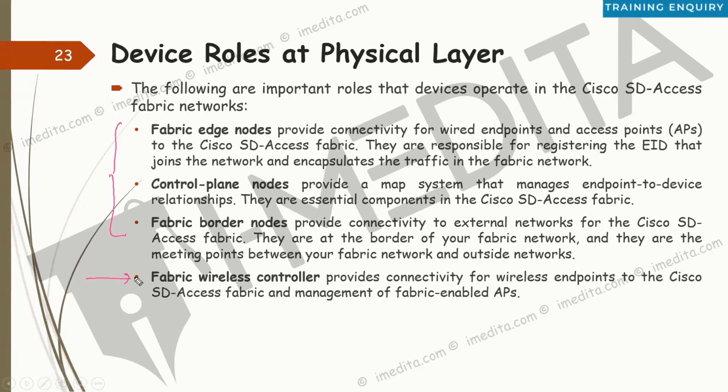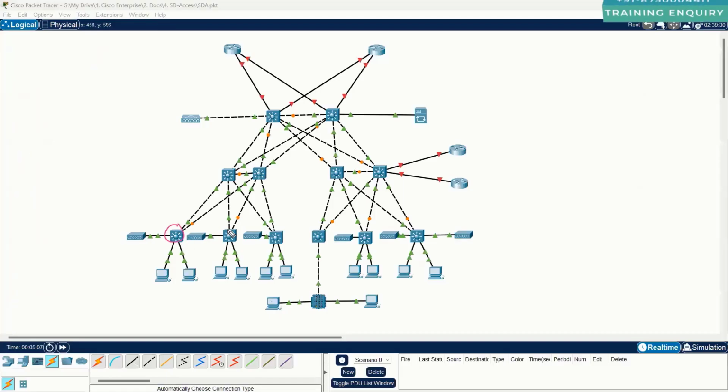Additionally, if your switch supports embedded wireless LAN controller functionality, then we can set the embedded WLC role onto the switch as well, or we can have a dedicated device for the same. So: fabric edge node, fabric control plane node, fabric border node, and the fabric enabled wireless LAN controller. Fabric edge node is the place in your SDA design where the end users are going to be connected. Like this switch, this switch, this switch, all these switches are set in the fabric edge node role. Here is where your wireless access points are going to be connected.